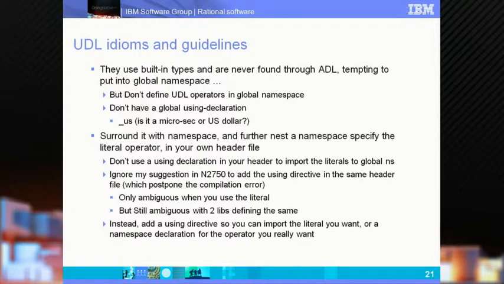What you want to do is surround it with a namespace and then further nest the namespace to specify the literal operator in your own header. So don't use a using declaration in your header to import the literals to the global namespace. And also ignore my suggestion that was written in N2750, the original paper, that says to add the using directive in the same header file, which effectively does postpone collisions, but it's still ambiguous if you have two libraries defining the same suffix. Instead, what we like to do now, based on current knowledge, is add a using directive so that you can import the literal that you want, or a namespace declaration for the operator that you really want. Both are perfectly fine.